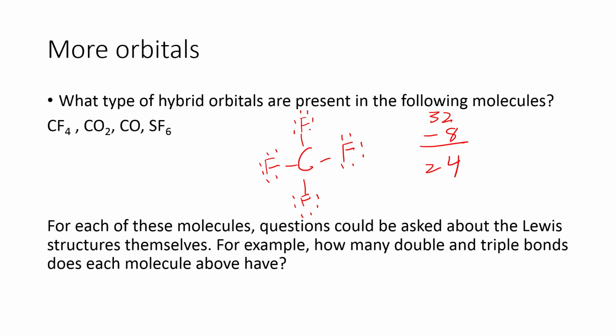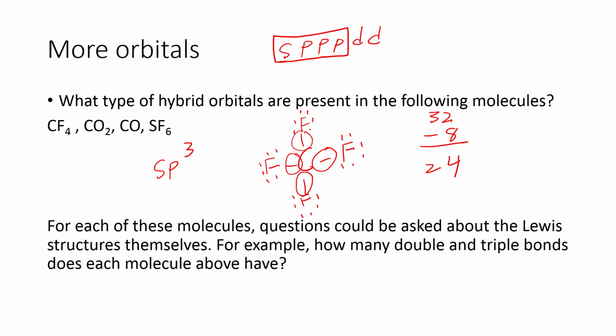So if we were asked how many double bonds and how many triple bonds are there in CF4, the answer would be 0. Now let's go to the original question. What type of hybrid orbitals are present here? Our carbon is going to be sp3 hybridized. Remember, that's because there are 4 domains here. So those 4 domains let us know that if we have S, P, P, P, D, D, it's going to be the first 4 of these. Note that you can also just remember that this is sp3.